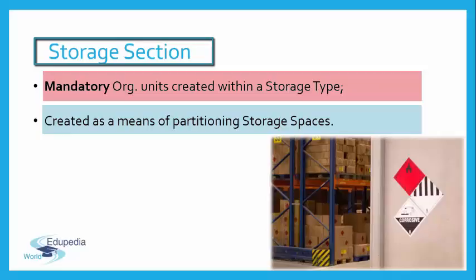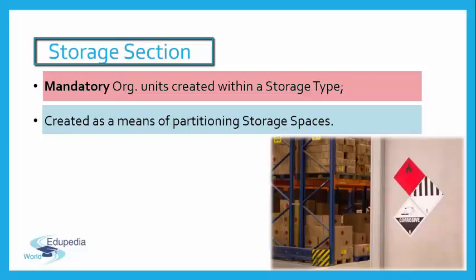You can come up with as many storage sections as required, but remember, these are mandatory organizational units, meaning that within your storage type, you need to have at least one storage section, even if there is no specific requirement to further subdivide your storage type. You still have to have at least one storage section within your storage type. It's very mandatory. And as you can see there, we have what we also call a picking area.